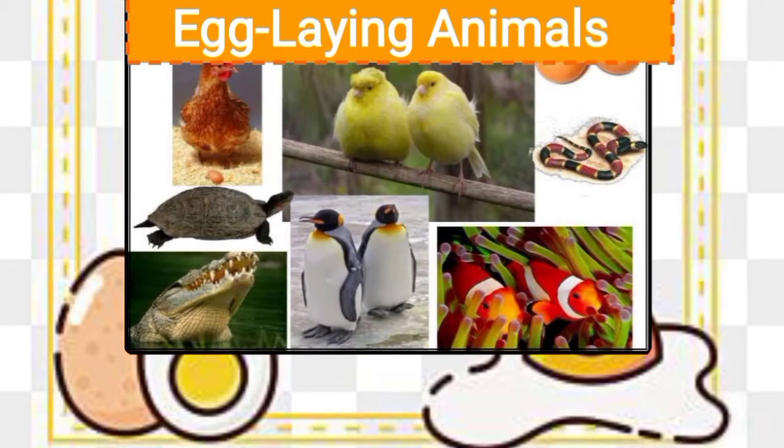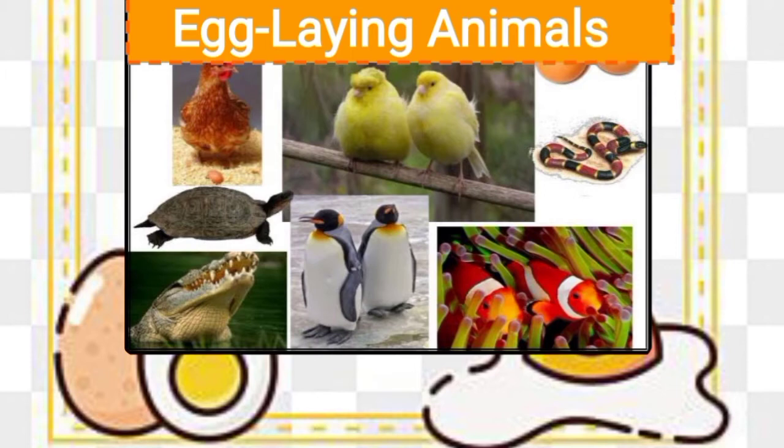Many animals reproduce by laying eggs. The eggs are either kept in a warm place or the parent animal sits on them to keep the eggs warm. Once the eggs mature, the young ones hatch out.